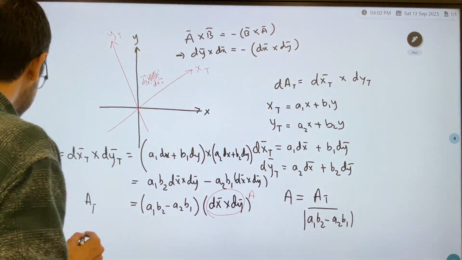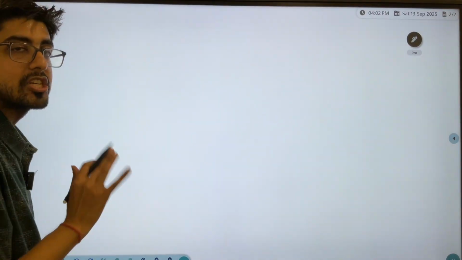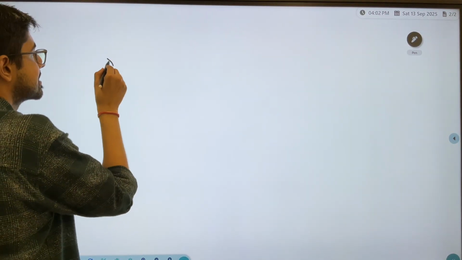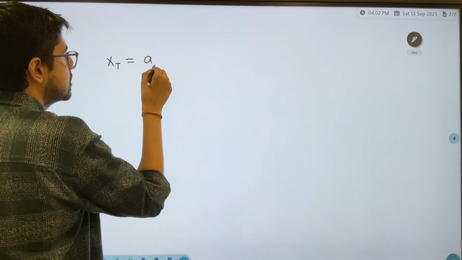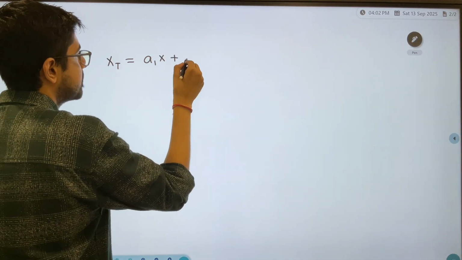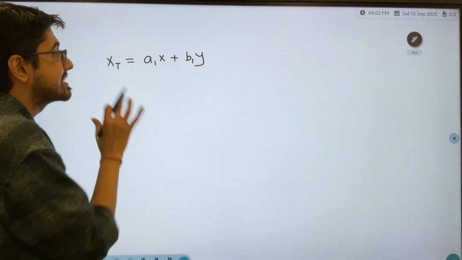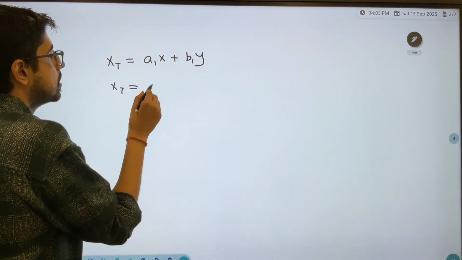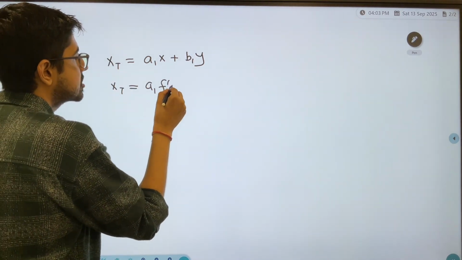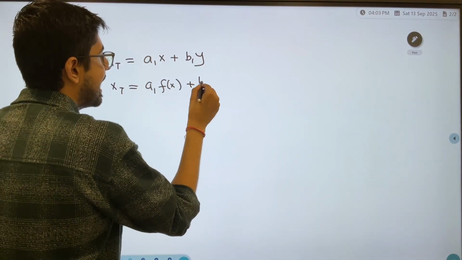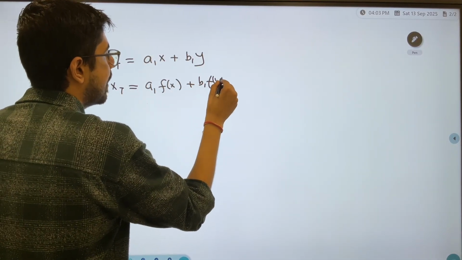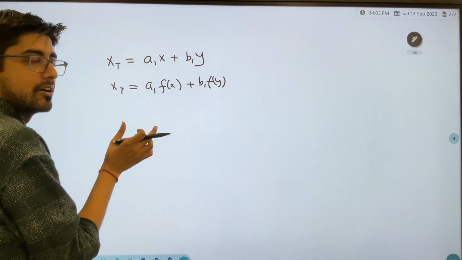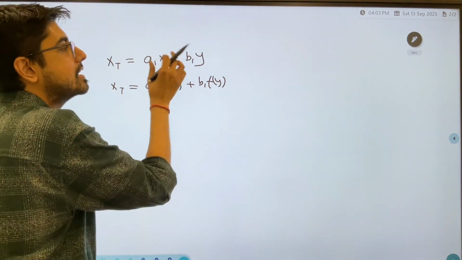Now, the condition that we had stipulated is xt should be equal to a1x plus b1y. That is, it works for a linear equation. It doesn't work when it is a function of x and a function of y, because when I differentiate, the derivative is not a dx dy.